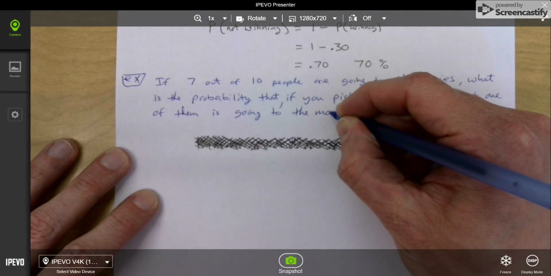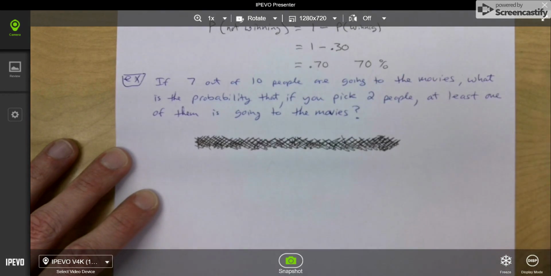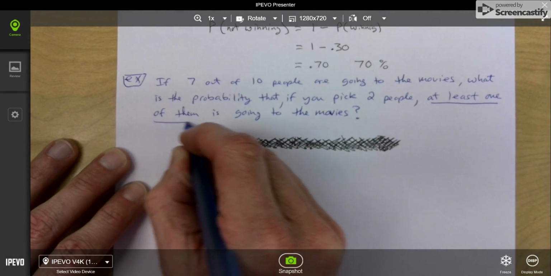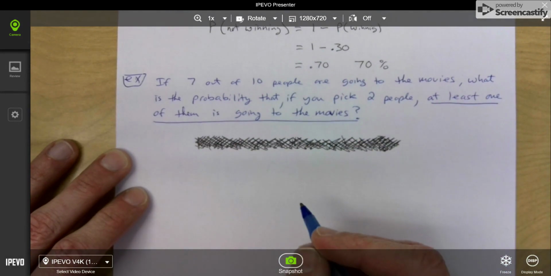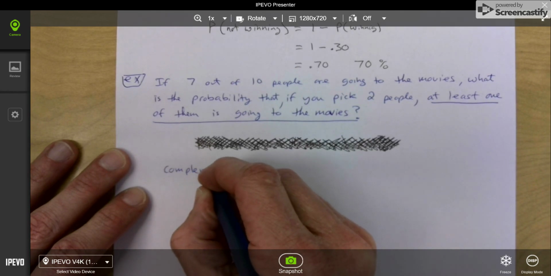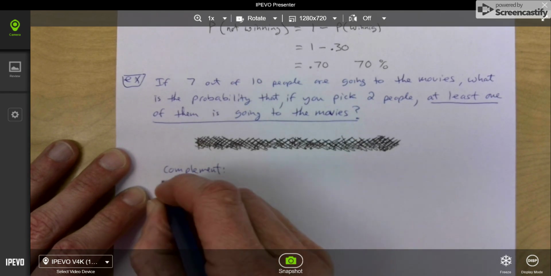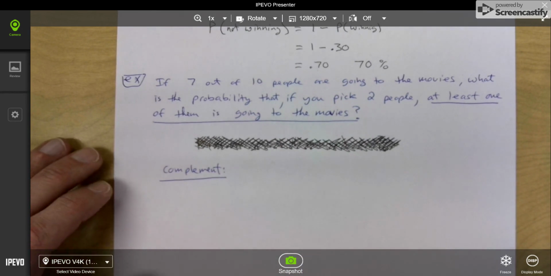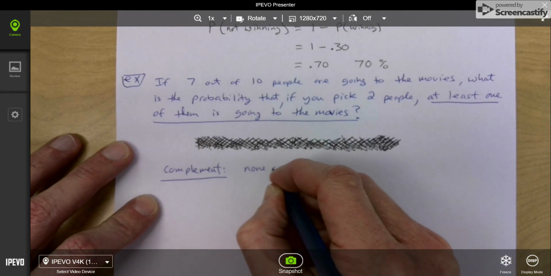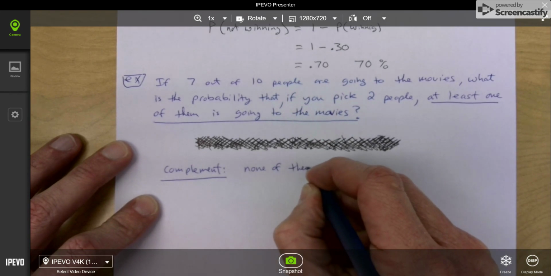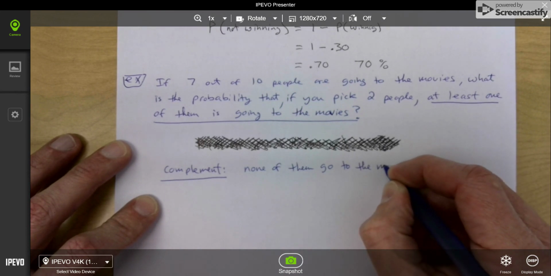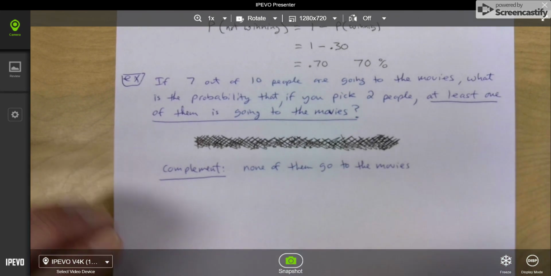Well, with this here, let's think about this. At least one of them is going to the movies. What is the complement of that statement? The complement would be that none of them go to the movies. So that's the complement.